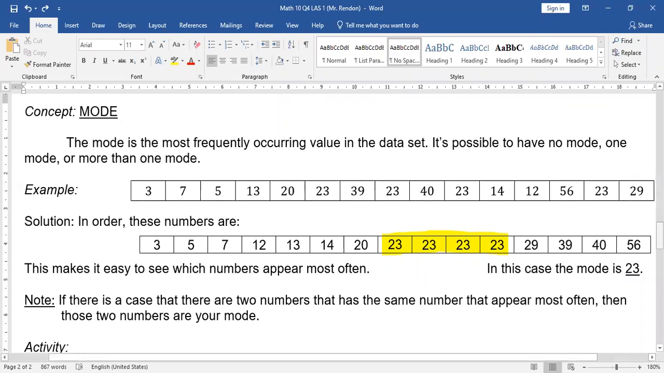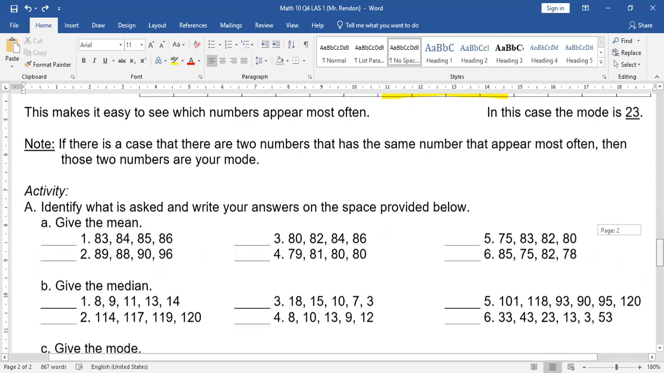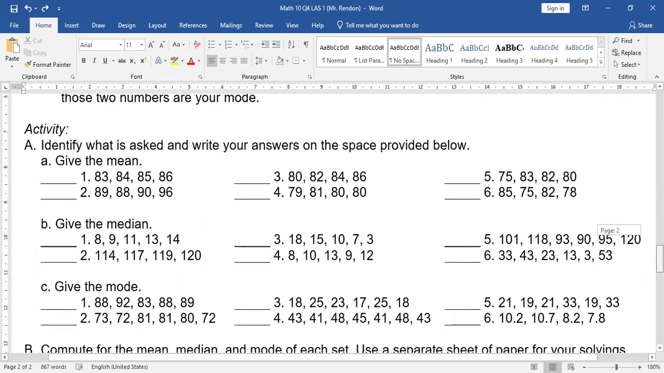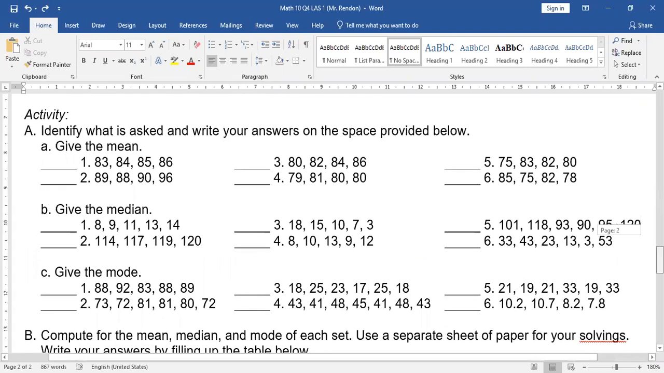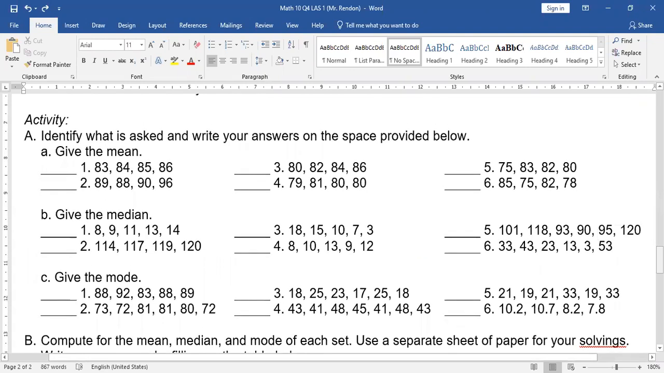Okay, let's now go to the activity. I will explain it. It is clear to us now, the mean, median, and mode. Any more questions?